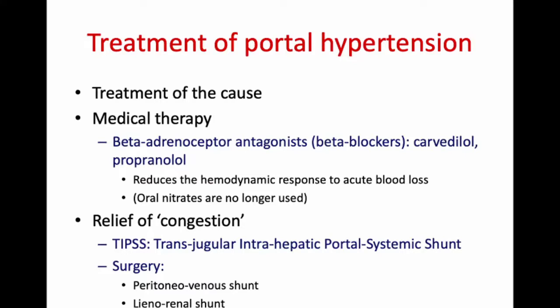If medical therapy is not effective enough, then we go on to surgical methods or interventional radiological methods to relieve the congestion. Now, a common thing we use in the NHS in Colombo is TIPS. TIPS stands for transjugular intrahepatic portosystemic shunt. So basically, we put a shunt between the portal vein and the hepatic vein through the liver, and we introduce it through the internal jugular vein. I will show you some photographs in a short while.